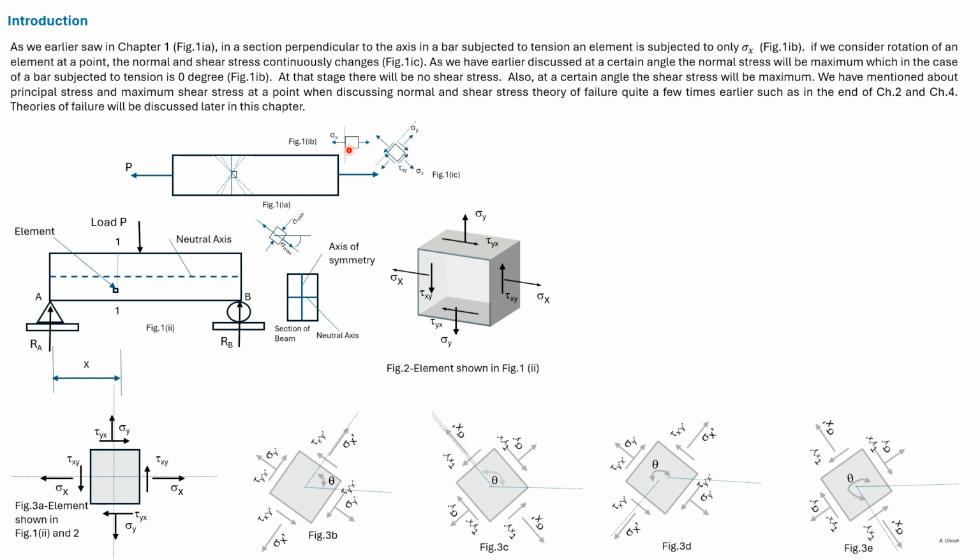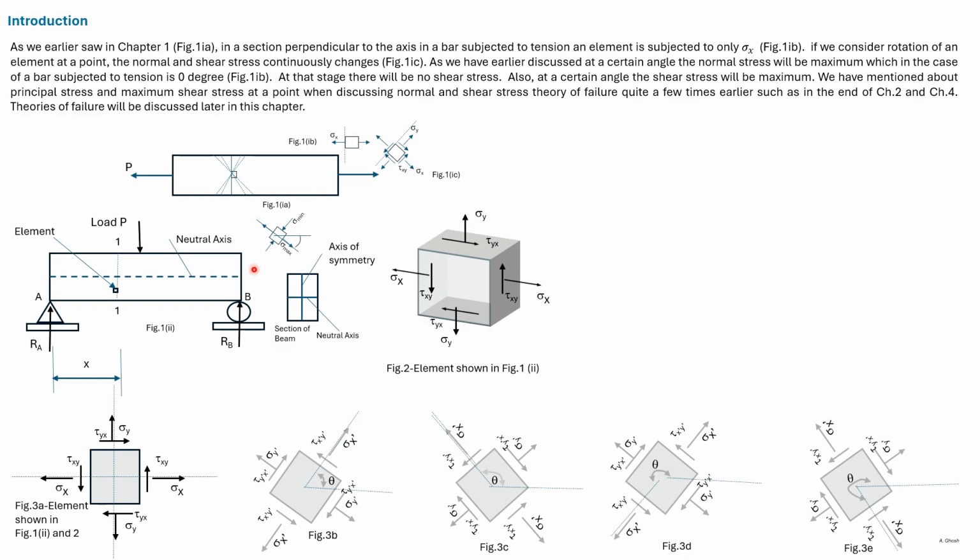If we consider this alignment as alpha equal to 0, then at alpha equal to minus 45 and alpha equal to plus 45, we found that the maximum anti-clockwise and clockwise shear stress acts.